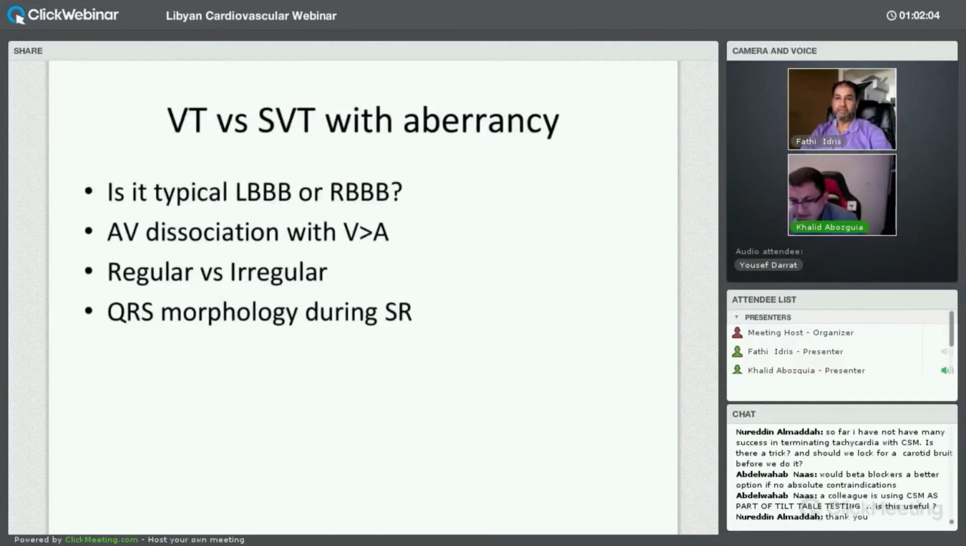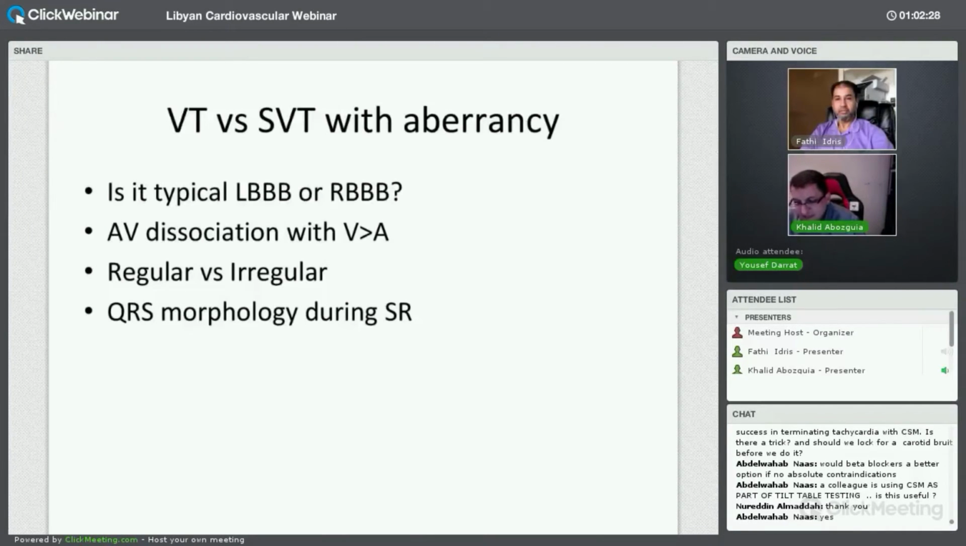I think there is another question by Dr. Al-Naas: would a beta blocker be a better option if there is no absolute contraindication? So do you want to tackle this? I think, Dr. Abdulwahab, if your question is with regard to narrow complex tachycardia, I think it depends what the diagnosis is.